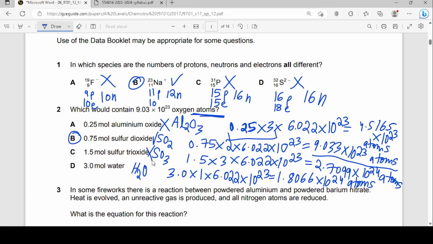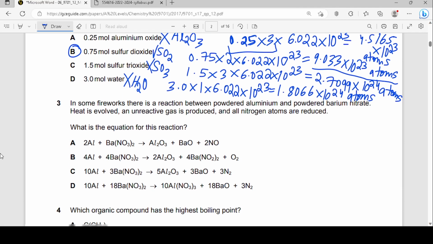So obviously, because we got all the other options as wrong, B is going to be the correct answer. So we got 9.033 into 10 to the power of 23 oxygen atoms.